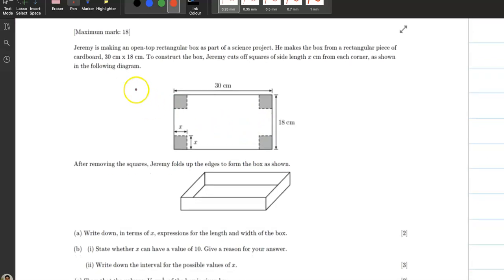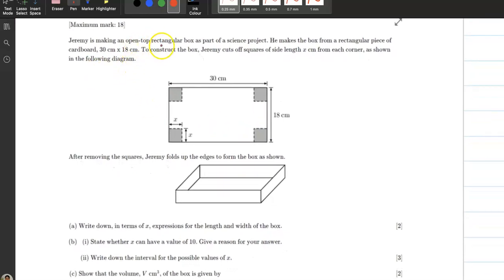Now, Jeremy is making an open top rectangular box like this as a part of the science project. He makes the box from a rectangular piece of cardboard which is 30 centimeters by 18 centimeters. To construct the box, Jeremy cuts off x centimeter squares on the corners, as shown in a diagram. After removing the squares, he folds the edges. So this will come up, this will come up, and it makes the box.